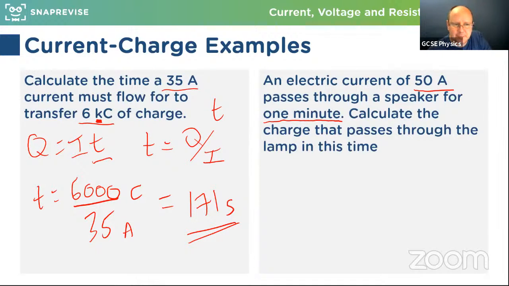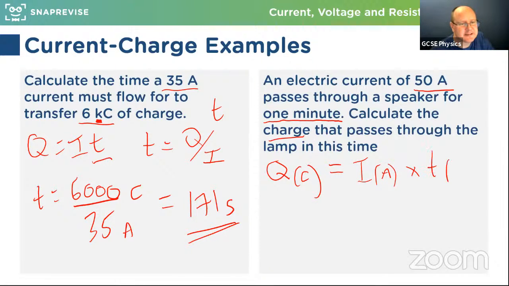Calculate the charge that passes through the lamp in that time. So we're going to use the same formula again. We want to find charge. Charge is Q in coulombs, remember, and Q equals IT. So this is a straightforward use of that formula: current in amps times time in seconds. Q equals IT. So we're just going to do the straightforward calculation here.